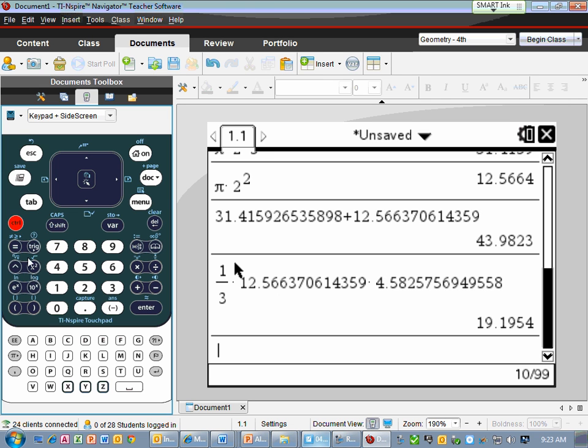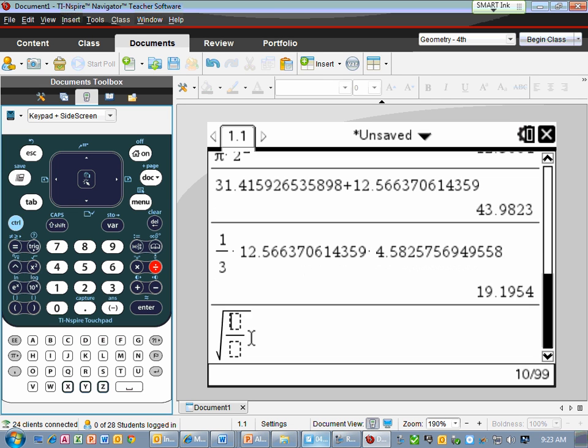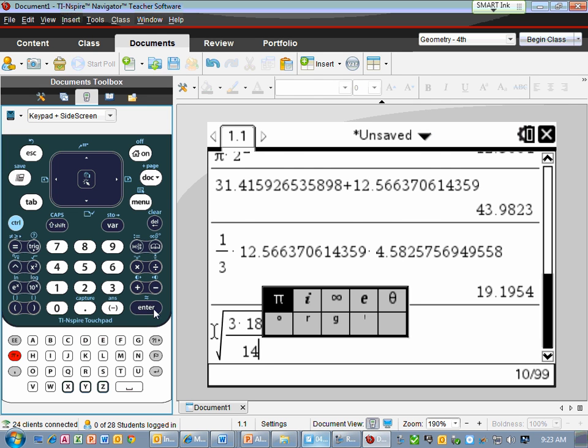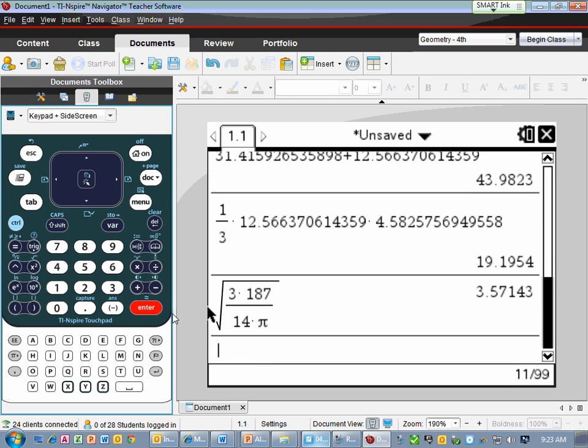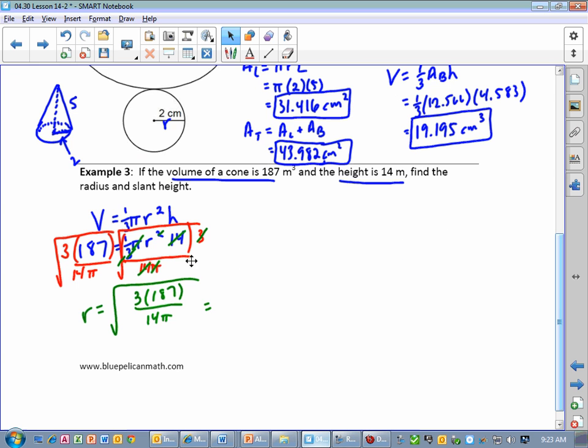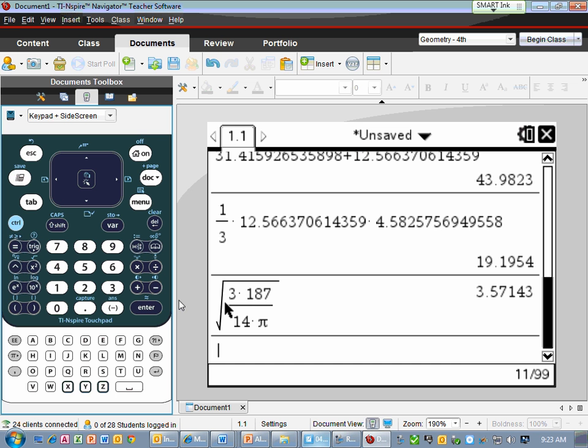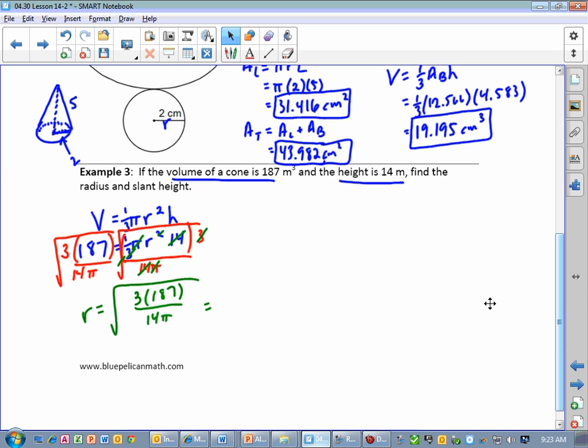So square root, control divide, I keep the fraction bar, 3 times 187 over 14 pi. Okay, so we get 3.571. And our units here, our volume was in cubic meters, so our radius must be in meters.